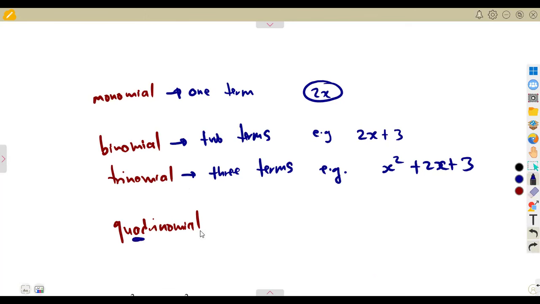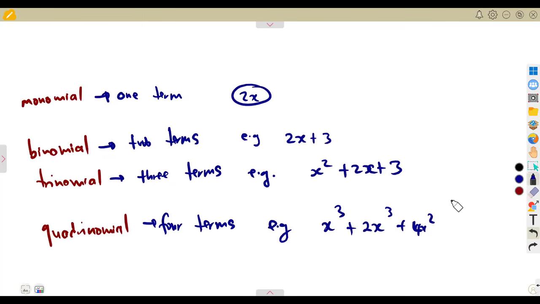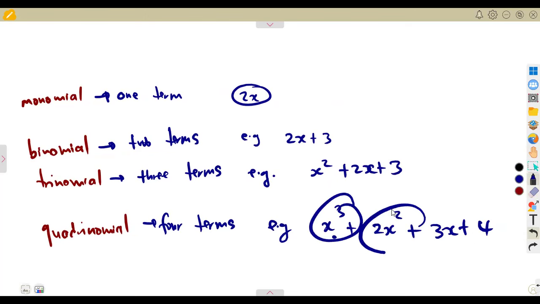A quadrinomial, quad, that is 4. So we're going to have 4 terms, e.g., x cubed plus 2x cubed plus 4x squared plus maybe 3x. Let's see, 1, 2, 3, 4. All right, something like that. Here I have a repetition of the same exponent, I just wanted to have something like this. So you've got 4 terms there, just an example.